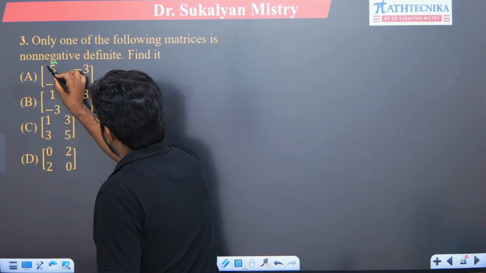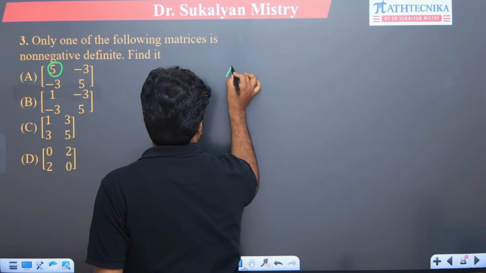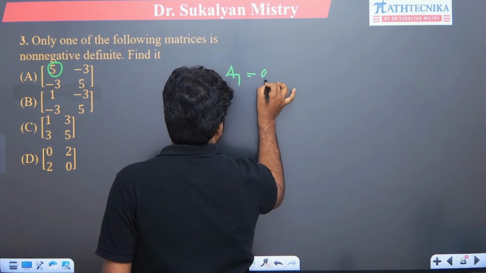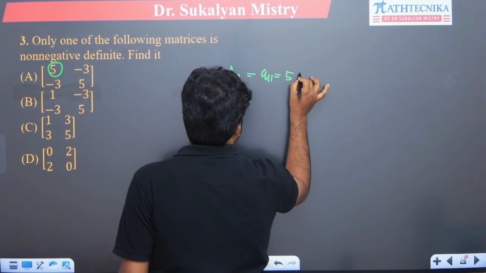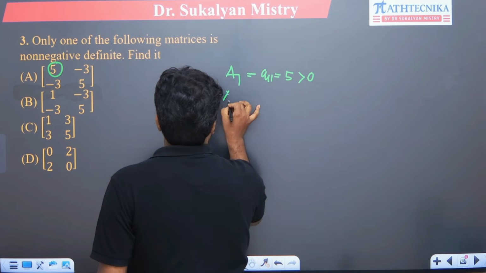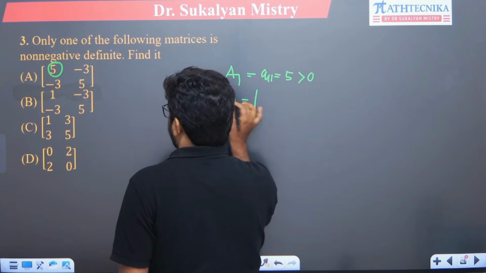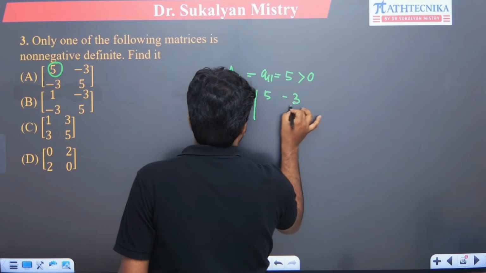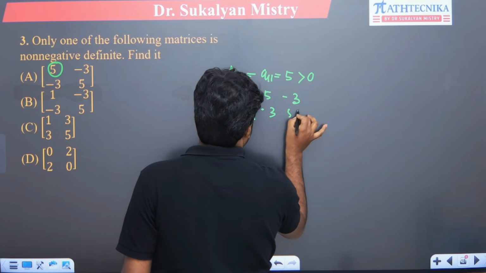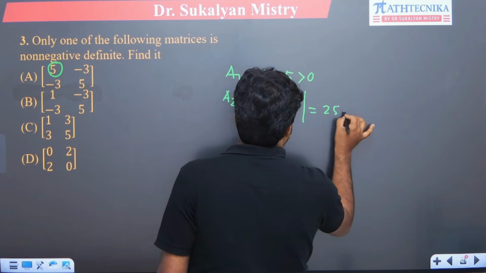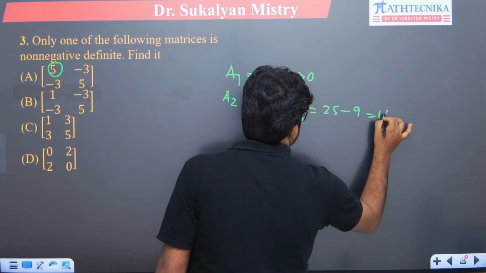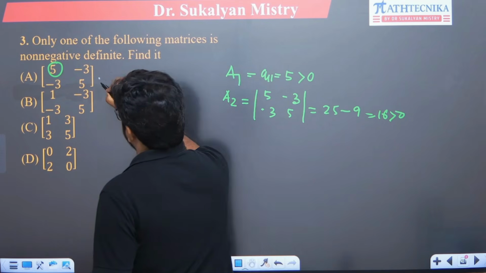So here A11, that is A1, that is A11, that means 5, which is greater than 0. A2, that is the determinant of this 5, minus 3, minus 3, 5, that is 25 minus 9, that is 16, which is greater than 0. So that is positive definite.